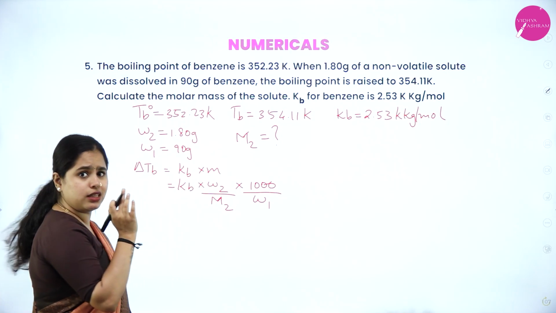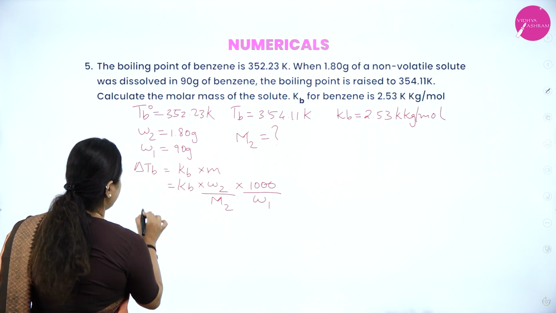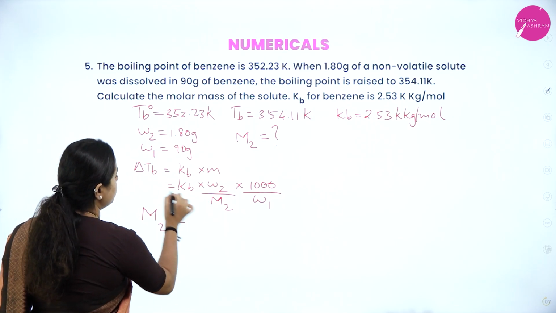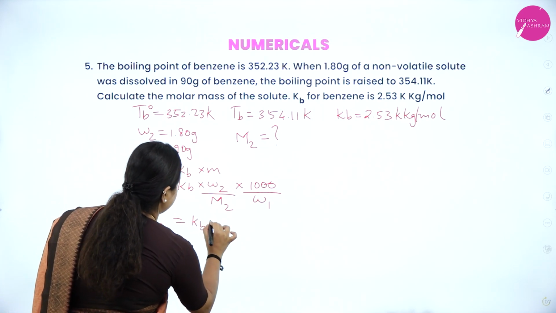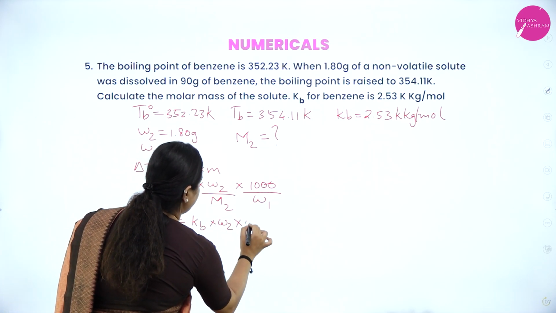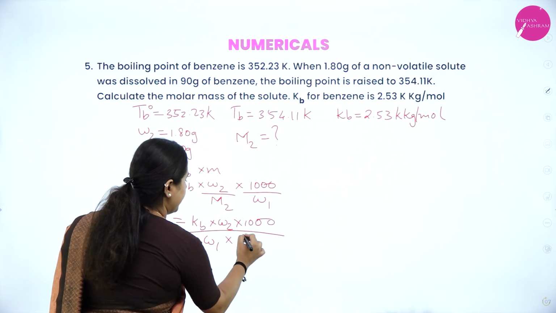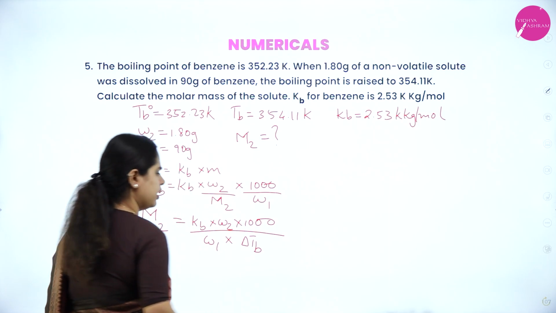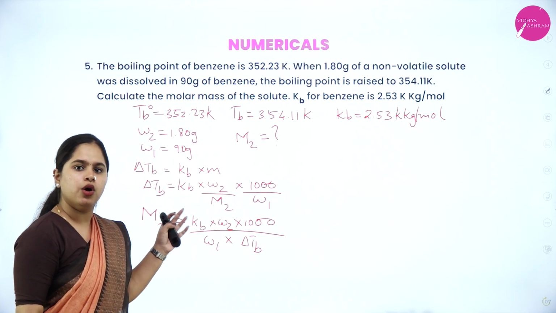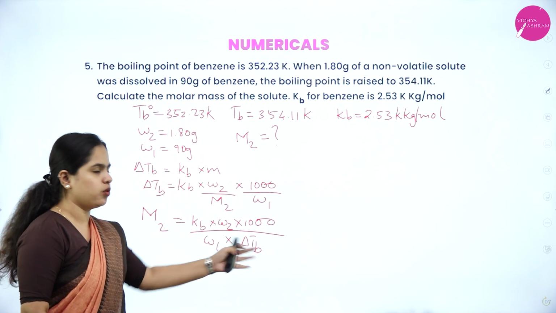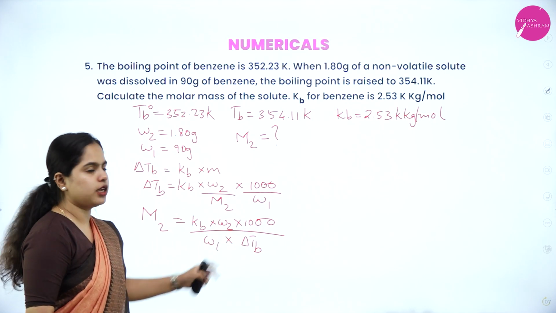What is it that we have to calculate? It is M2. So, I rearrange the equation. M2 will be equal to Kb into W2 into 1000 divided by W1 into delta Tb. This is the equation. We have studied this equation also. Directly you can use this equation to calculate the molar mass, instead of starting from here.